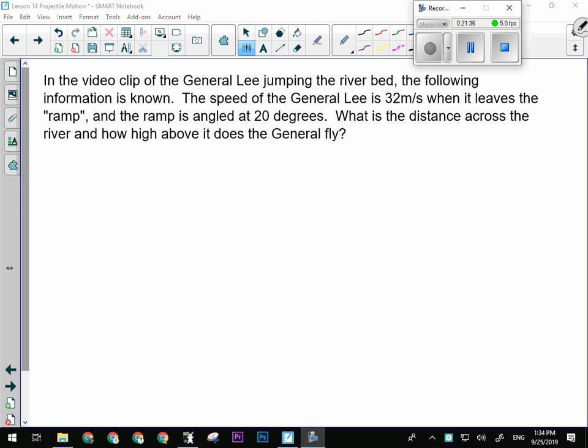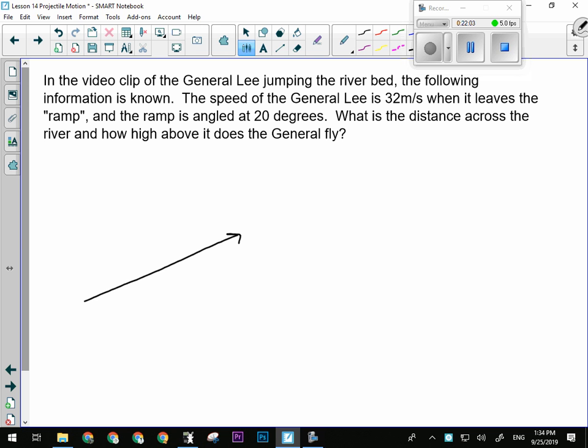The following information is known. The speed of the General Lee is 32 meters per second, around 125 kilometers an hour, when it leaves the ramp. The ramp is angled at 20 degrees. We're looking for the distance across the river and how high above the riverbed the General Lee ends up at its maximum height. So we're looking for two things here.